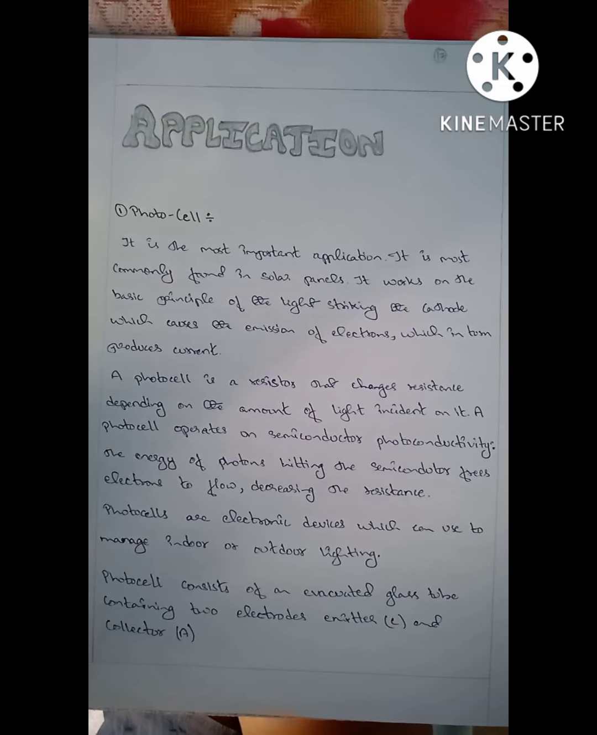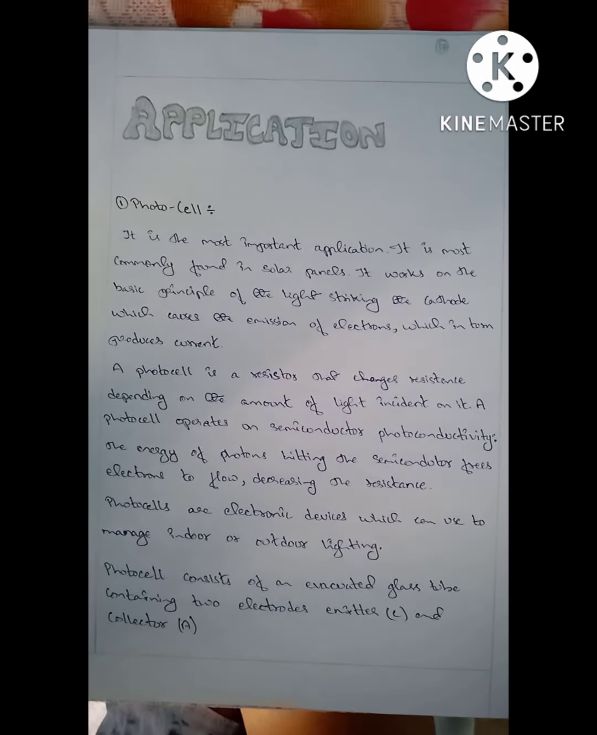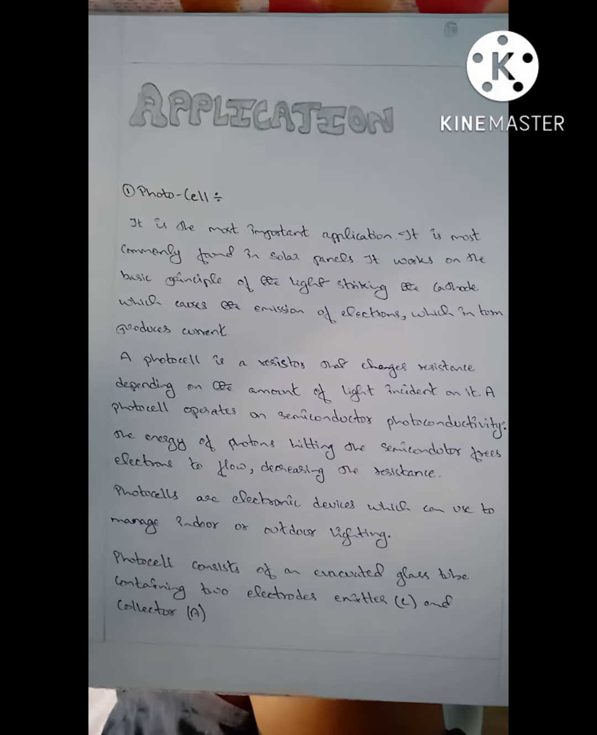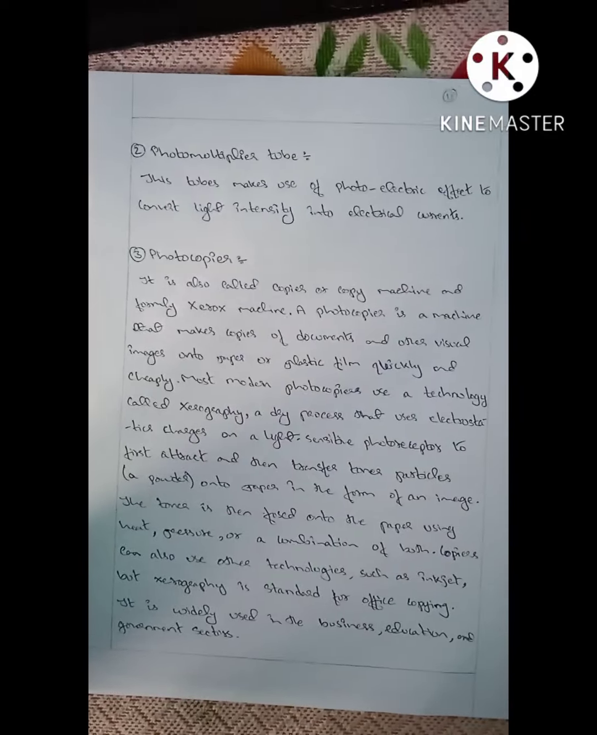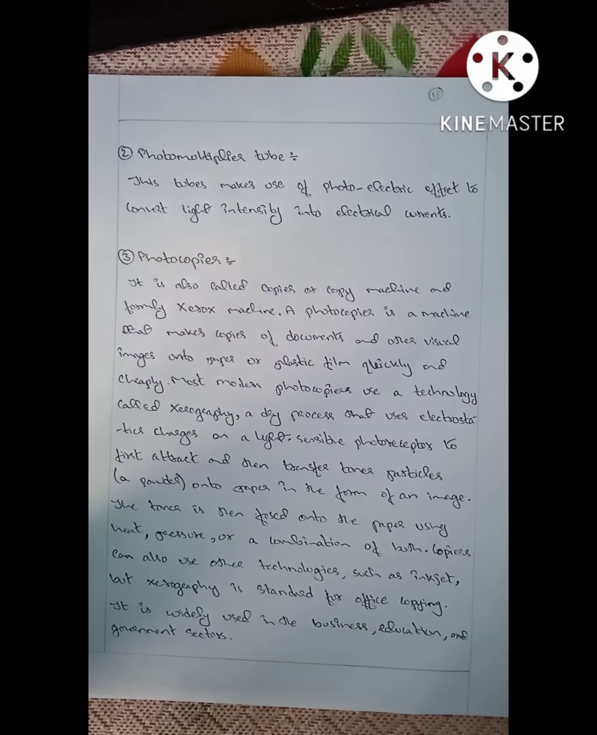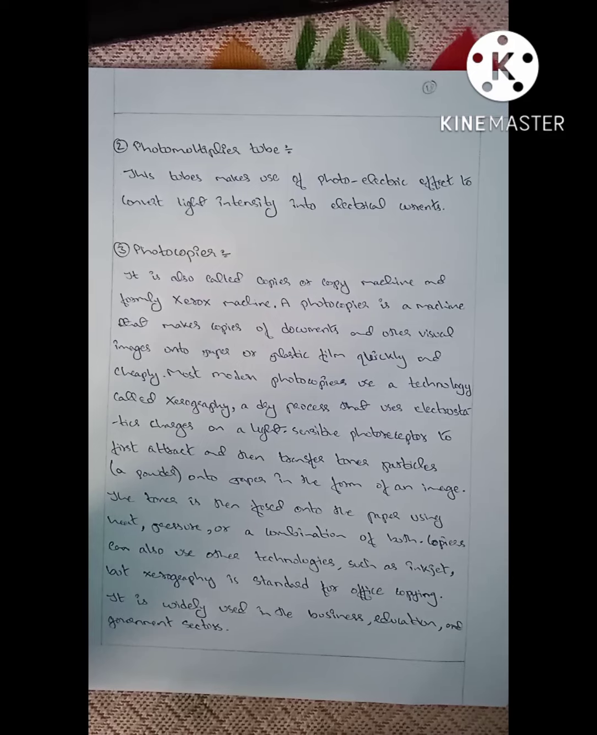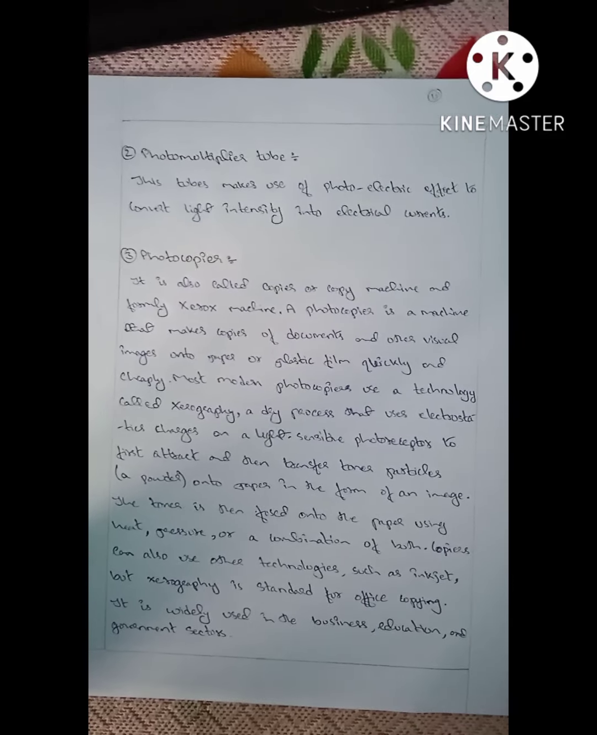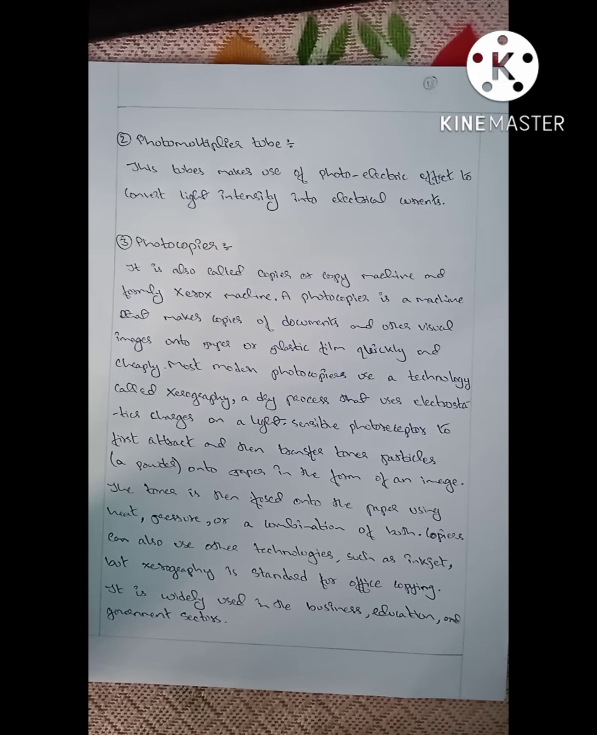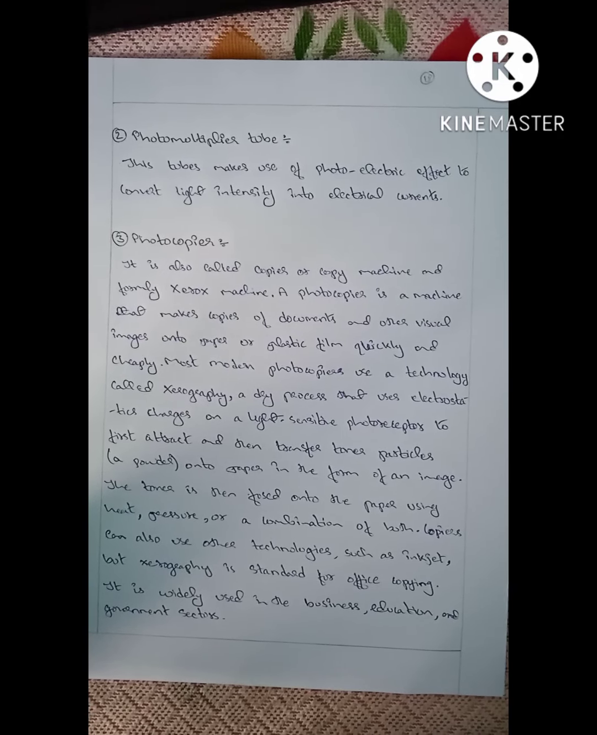A photocell consists of an evacuated glass tube containing two electrodes, emitter C and collector A. Number 2, another example of the photoelectric effect is the photomultiplier tube. These tubes make use of the photoelectric effect to convert light intensity into electrical currents. Number 3, photocopier. We are mostly familiar with the photocopier. It is also called a copier or copy machine, and formerly a Xerox machine.